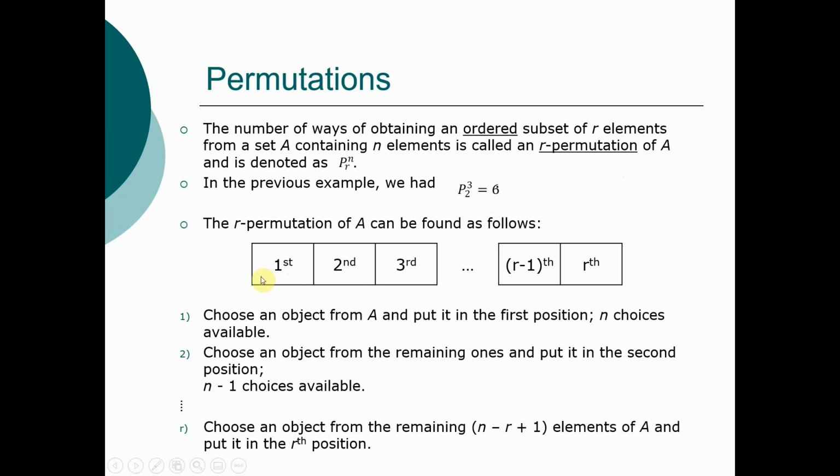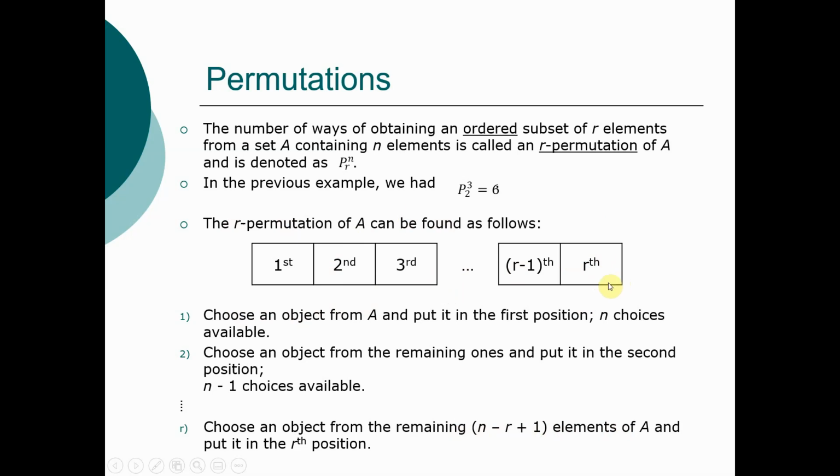This basically shows all the places that we have, right? All the places that we have, 1, 2, 3, like we just labeled them. We have r places. For the first place, we have n options. For the second one, we have n minus 1. For the third one, we have n minus 2. And if this goes on, for the last one, we would have n minus r plus 1 different options to pick from.